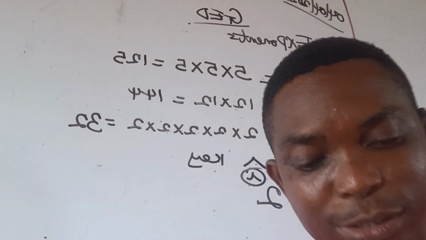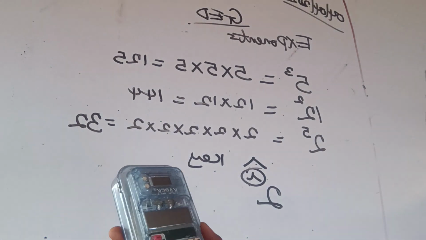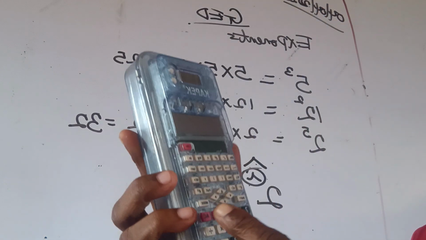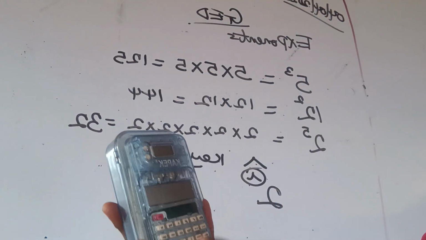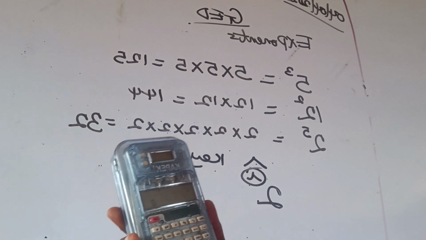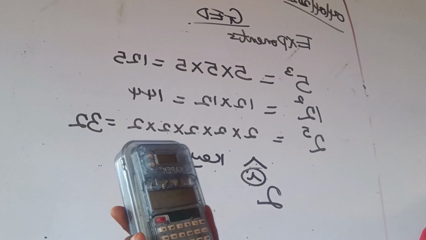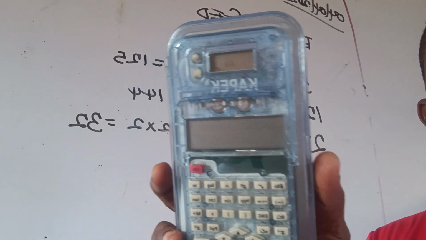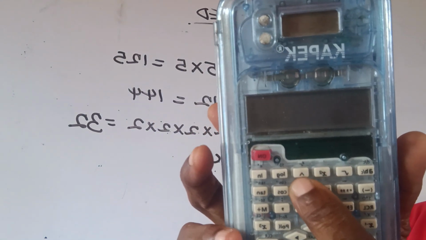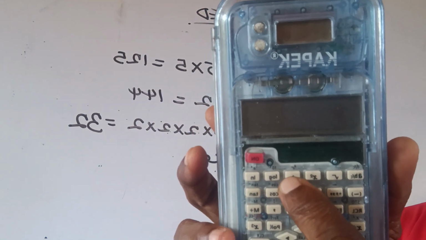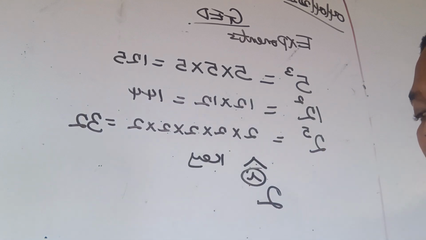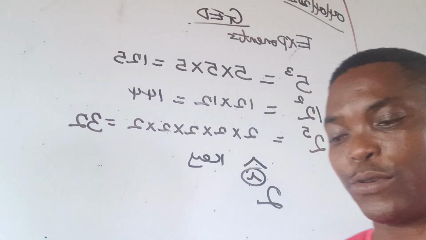It is there on your calculator. Look at it here on my own calculator. If I say 2 raised to the power of 2, that will give me 4. This is the symbol, this is the sign. So is that okay now? So you can use that.